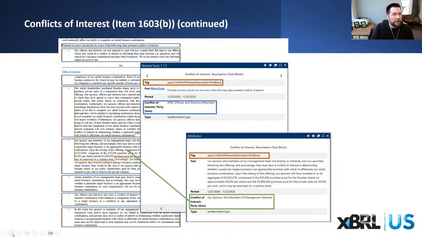The first one represents that larger modal that you see on your screen. It represents the entire conflict of interest section, and that's just dimensionalized with the conflict of interest party axis, and they're using the SPAC officers and directors member. And then within that, they've broken that out a little bit further. They've got the conflict of interest party axis, but with the sponsor and members of management member. So two different types of dimensions there on that narrative disclosure.